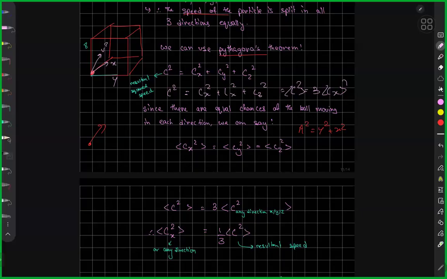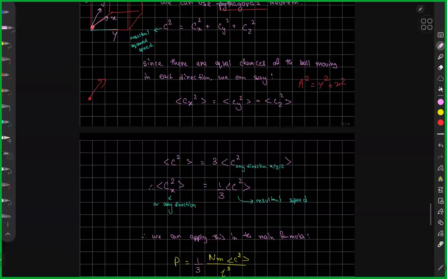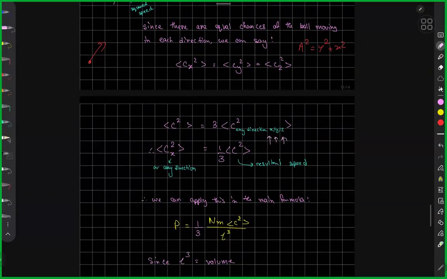So if I just convert with respect to any one of the directions, it's simple. I just get my net speed squared, or resultant speed square, is 3 times the speed square in any direction, x, y, or z. Does not matter because all of those are equal. Now, if I have that, the speed square in any one direction is simply equal to 1/3 of the resultant speed square.